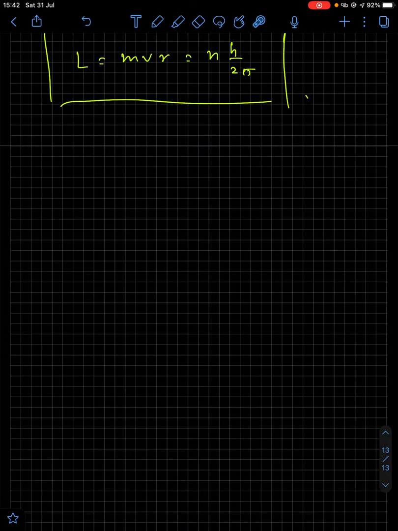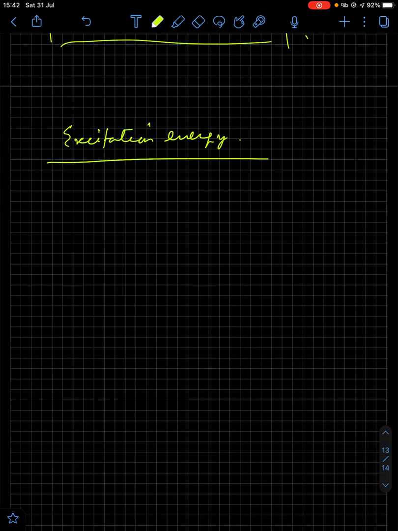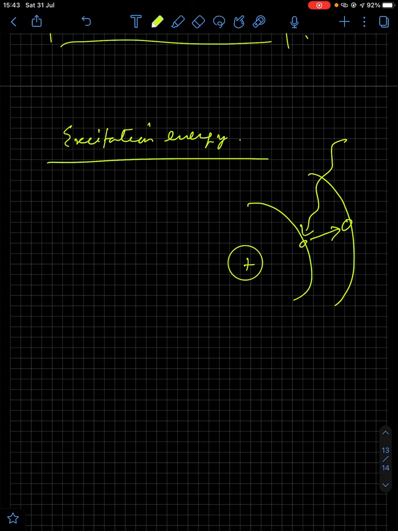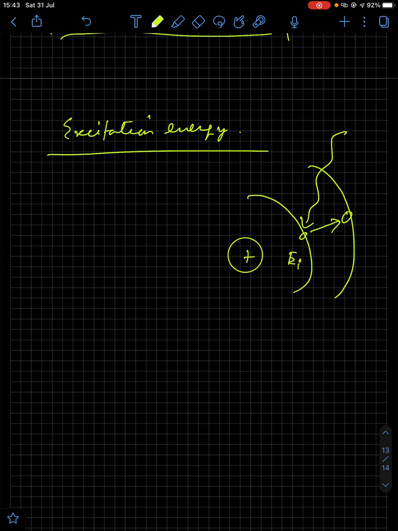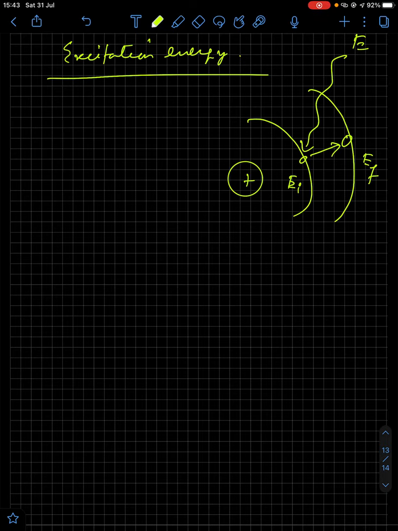Now we go to excitation energy. What do you call excitation? The electron jumps from the ground state to any higher state when energy is received from the outside. In that case you call this E initial, because the electron was resting in the ground state previously, and the energy level where the electron jumps into, you call that final energy, and the energy which is absorbed you call that E. That is called the excitation energy.